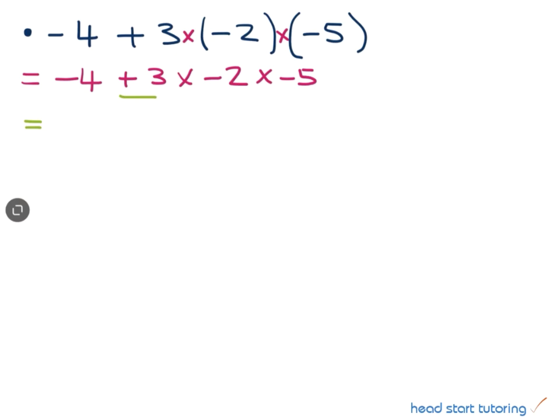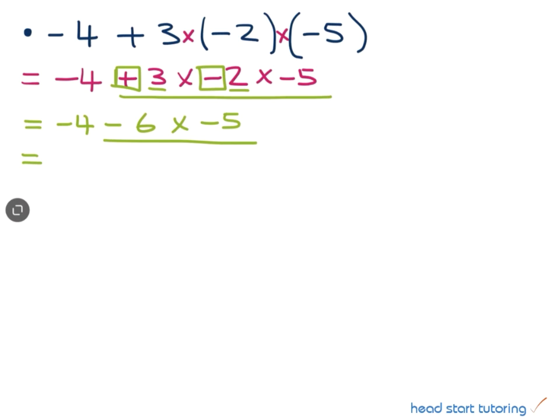So we are going to do our multiplying first. So we bring our negative 4 down so that we don't forget to do that. And then we say a positive multiplied by a negative, which is equal to a negative. And then 3 multiplied by 2 is 6. And then we multiply that by negative 5. So now we are working with negative 6 multiplied by negative 5.